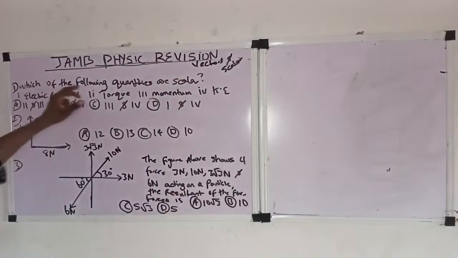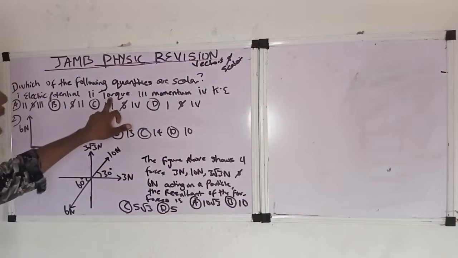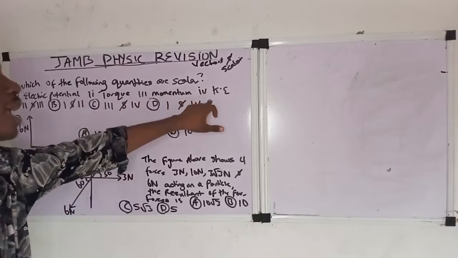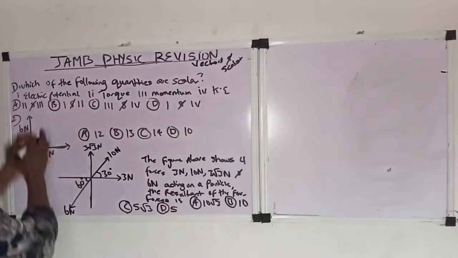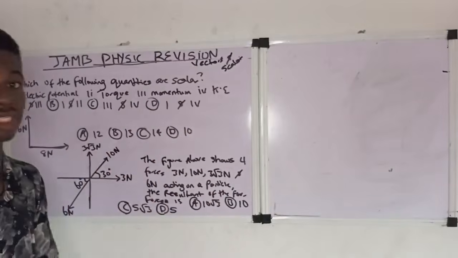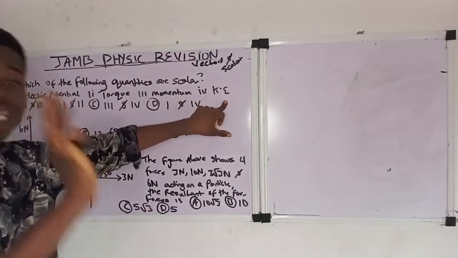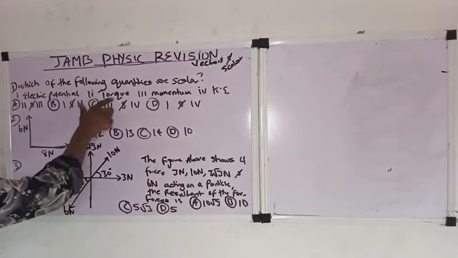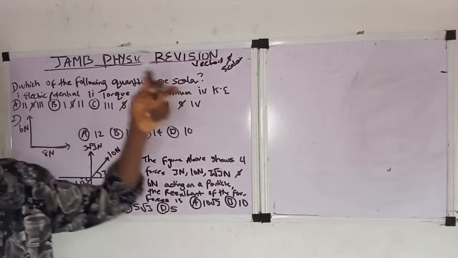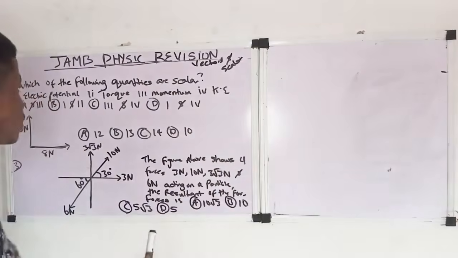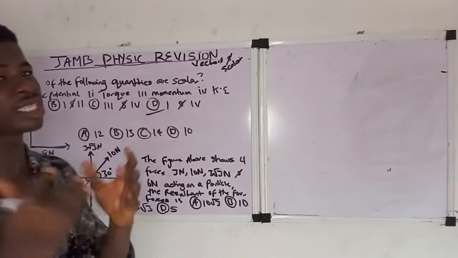Which of the following quantities are scalar? 1, electric potential; 2, torque; 3, momentum; 4, kinetic energy. Electric potential, which is known as voltage, is a scalar quantity. Kinetic energy is a scalar quantity, since energy is a scalar. Torque is not a scalar, it's a vector quantity. Momentum is a vector quantity. So the right answer is 1 and 4, which is D.